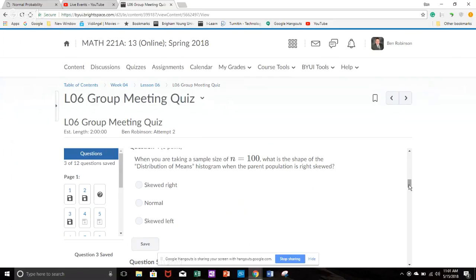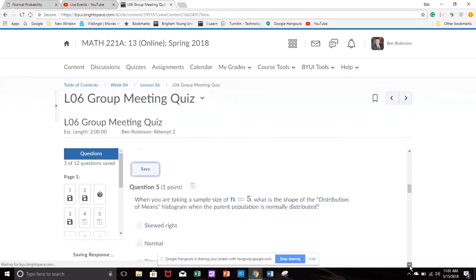All right. Should I go? Yeah, go ahead. Okay, Gabriel. When you're taking a sample size of n equals 100, what is the shape of the distribution of means histogram when the parent population is right skewed? Well, because it's 100, it's normal. I agree. Okay.